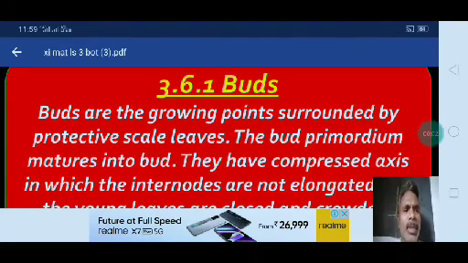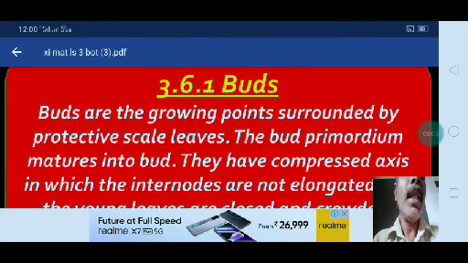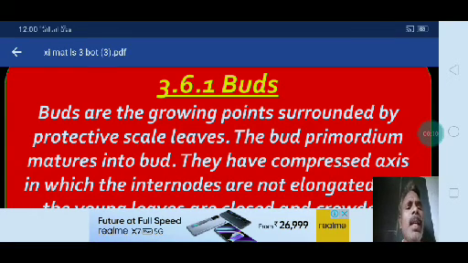Okay, good morning, students. Today we are going to see another concept: buds. What do you mean by buds? Buds are the growing points of plants, mostly surrounded by protective scale leaves. They protrude at the node region, or otherwise in the terminal or axillary region. Buds are the growing points surrounded by protective scale leaves.